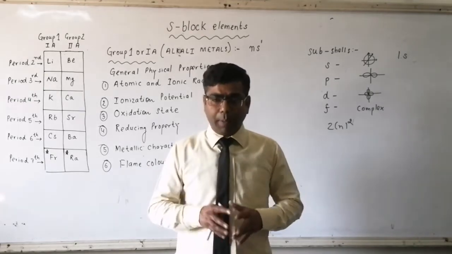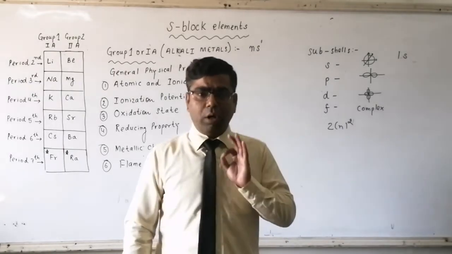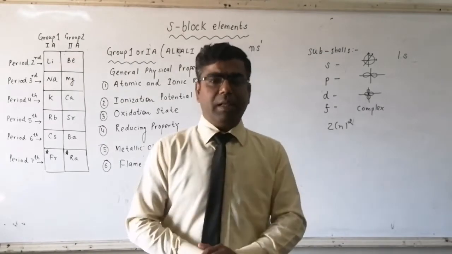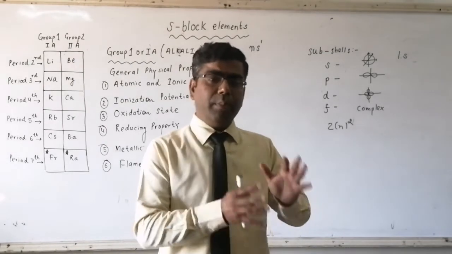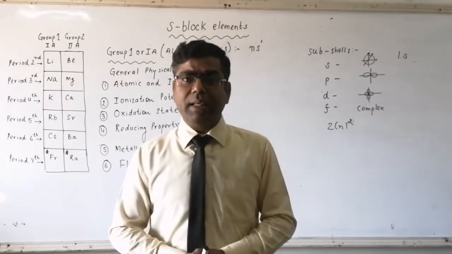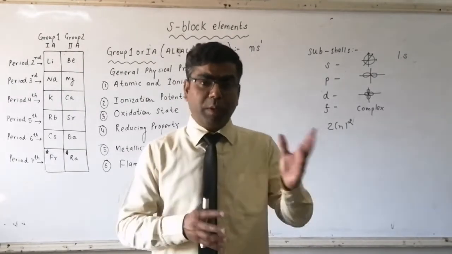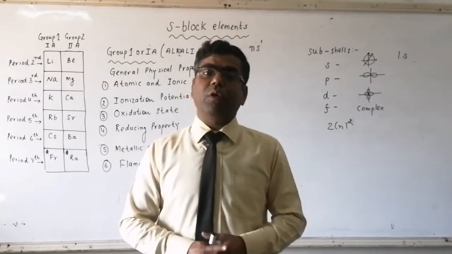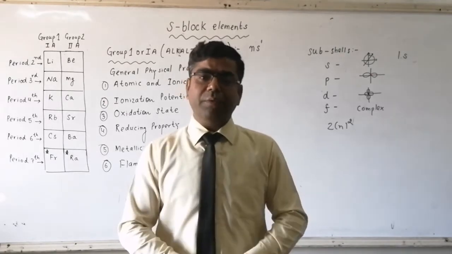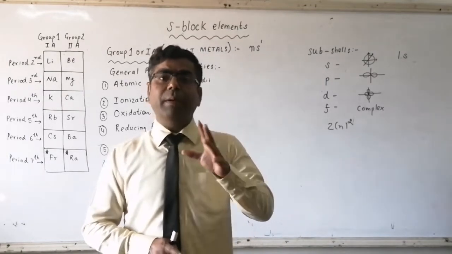Now, about the classification of periodic table. If the last electron, which is also called the incoming electron, moves to the s subshell, then the element belongs to s block. If the last electron moves to the p subshell, then it belongs to p block. If the incoming electron moves to the d subshell, then the element belongs to d block. And if the incoming electron enters the f subshell, then the element belongs to f block.